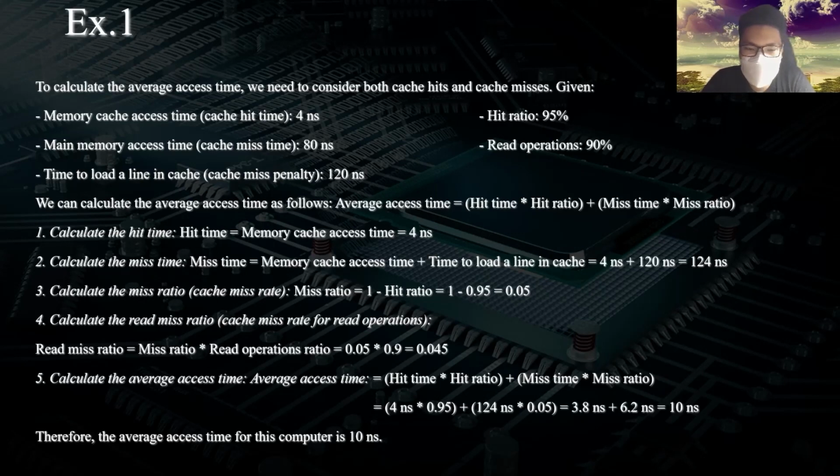Calculate the average access time. Average access time equals hit time multiplied by hit ratio plus miss time multiplied by miss ratio, equal to 4 ns multiplied by 0.95 plus 124 multiplied by 0.05, equal to 10 ns. So the average access time for the computer is 10 ns.